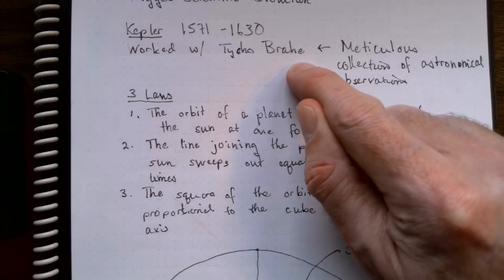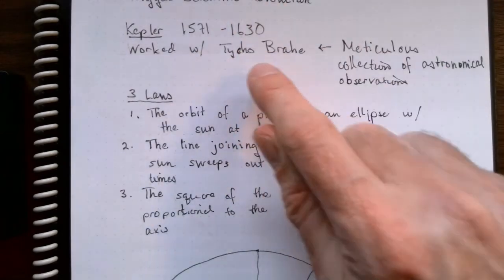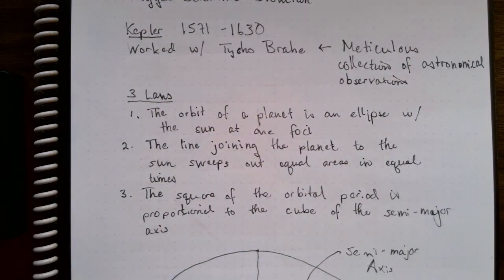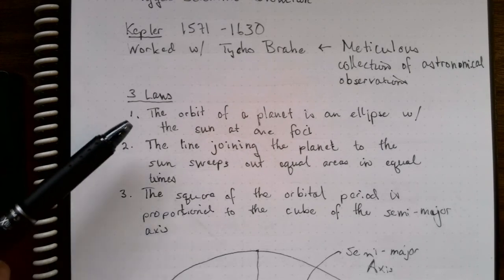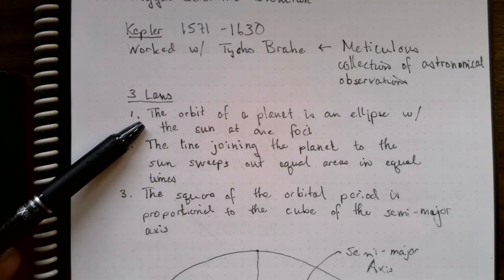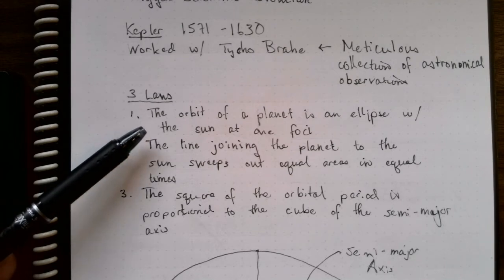Of the three names that we talked about, Copernicus, Kepler, and Brahe, he's by far the most interesting one. But what Brahe did was he had an observatory, and he was a meticulous collector of astronomical data. When Kepler got access to all this data, he formulates 3 laws of planetary motion. The first law is this, that the orbit of a planet is an ellipse with the sun at one of the foci.